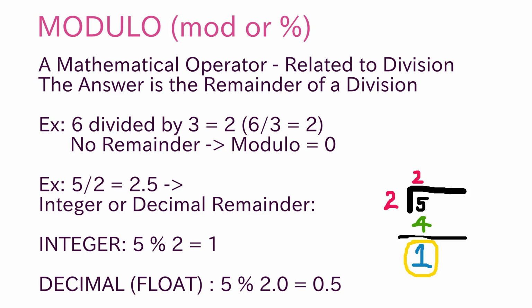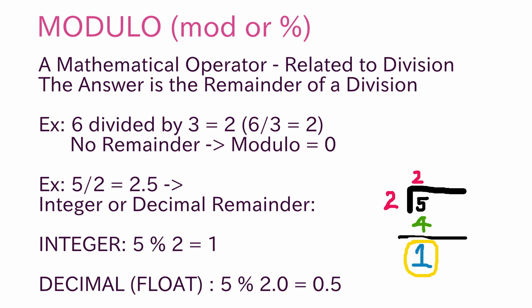Now if we use a decimal or a float, as we call it in programming, as you may know, then we actually have a 0.5. The answer then is the decimal. So for instance, if you have 100 divided by 3, which is 33.33333333, then the answer would be 0.333333.